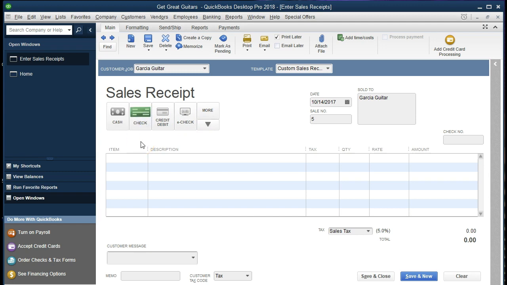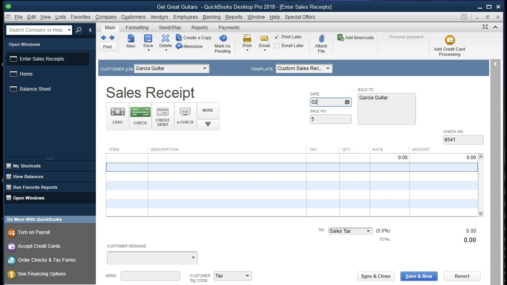That's the form of payment. The date's going to be 02/12/21. We will be working this problem within the future, so we're going to say February 12th, 2021. The sales number will populate on its own. Sold to Garcia Guitar. We don't have an address because we didn't populate the address within the customer field, so we're going to keep that as is. The check number, we're going to write 8541. Now that's not the check number for a check that we are writing. That's the check number of the check that we are receiving, and it's good to have the reference there. It's not required, but it's good to have.